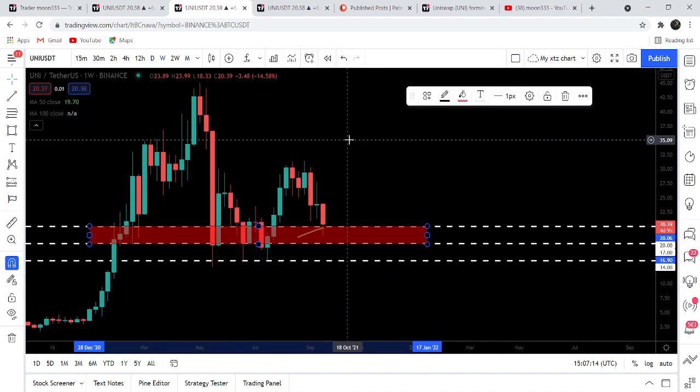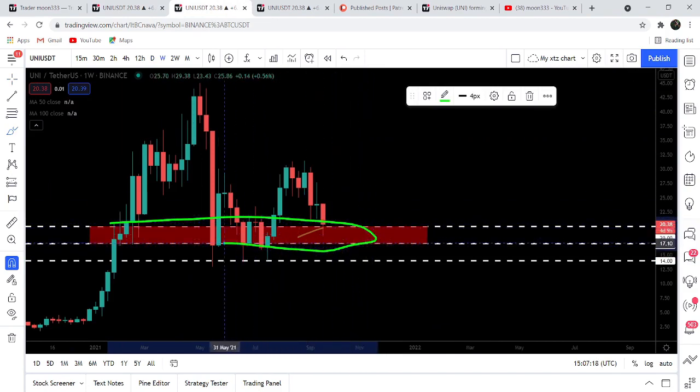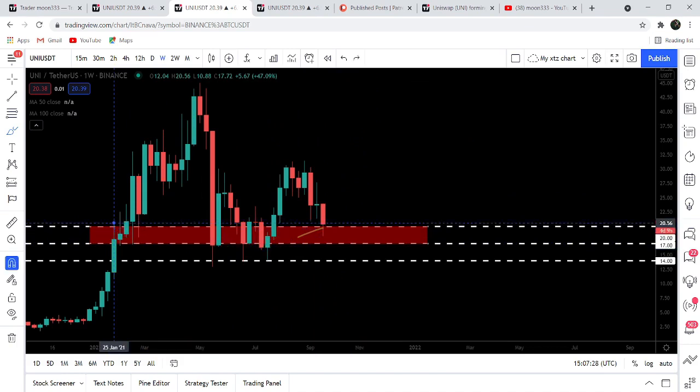However, if this support zone is broken down, that will not be good, because this is a key support for the price line. Right now it is working as a key level support zone for the price line of Uniswap. Therefore, we need to watch out for the next move, whether the price line will reverse from here or not. I'm expecting that since we have so many supports here, the price line can have a reversal from here. So this was the update so far.